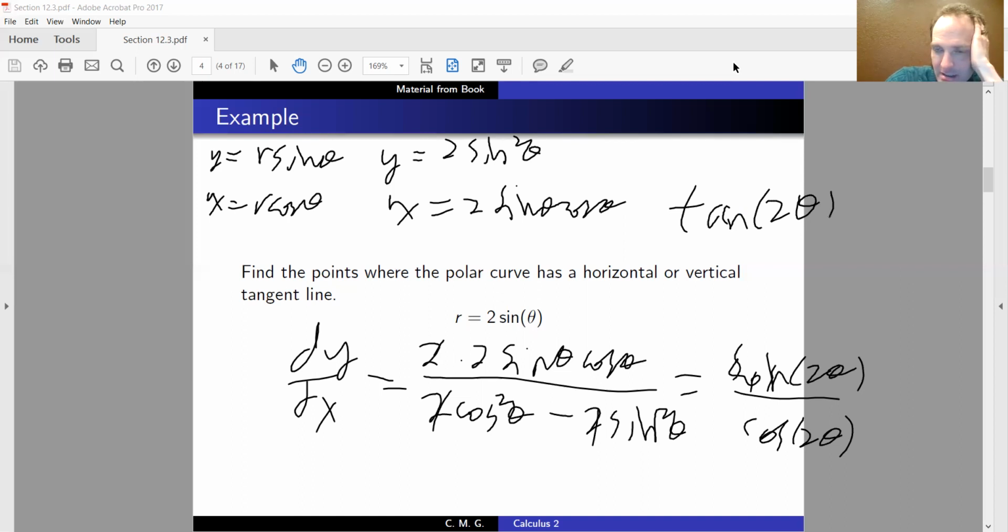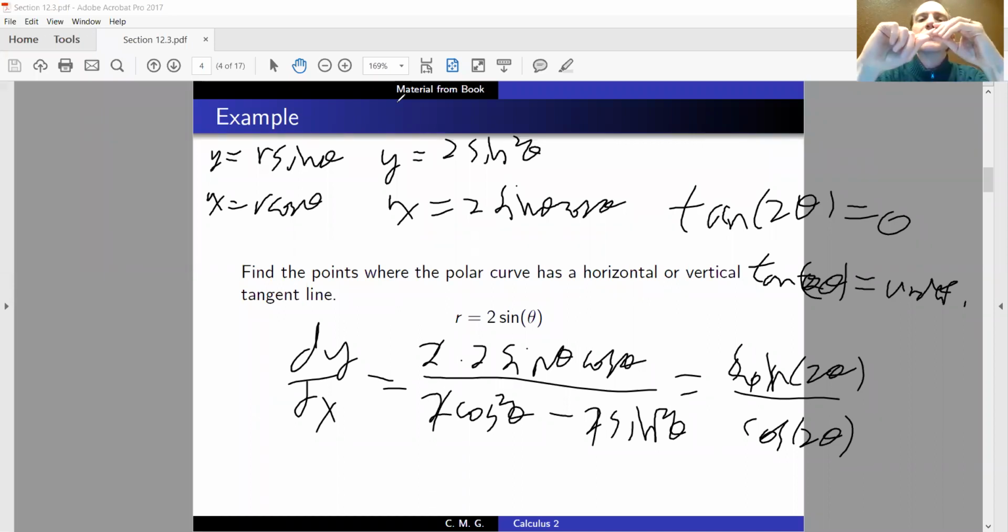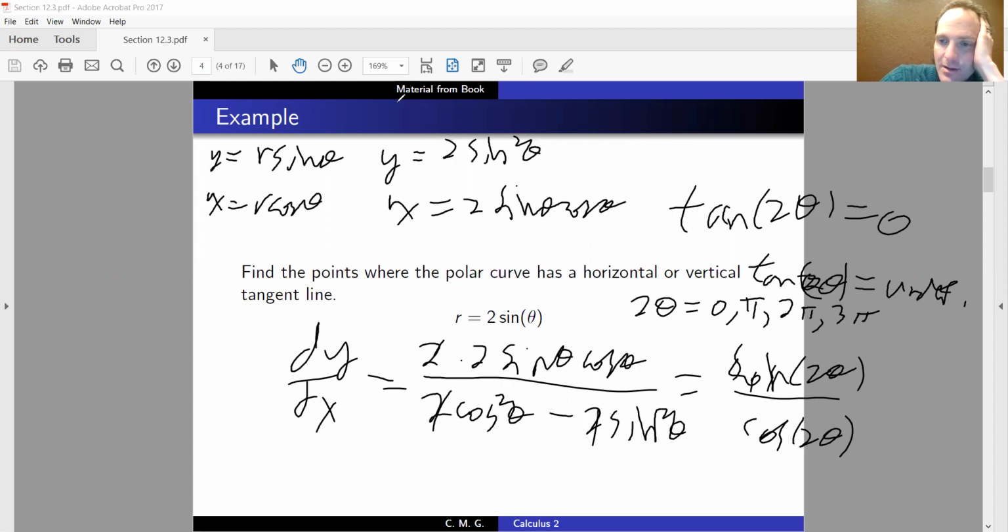So the question here is: where is tangent equal to 0, and where is tangent undefined? Where tangent is undefined is where the vertical asymptotes of tangent occur, and where it's equal to 0, we have the sine equal to 0 in my angle. So what I get here is that 2 theta is either 0 or pi or 2 pi or 3 pi and so on, 4 pi, 5 pi, 6 pi, and so on.